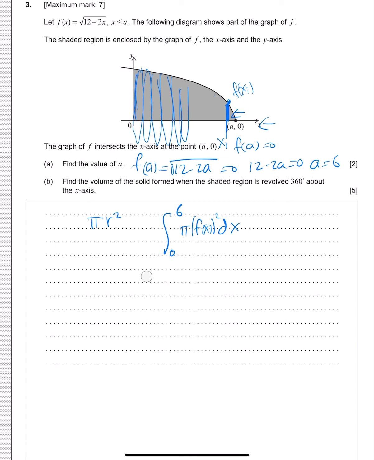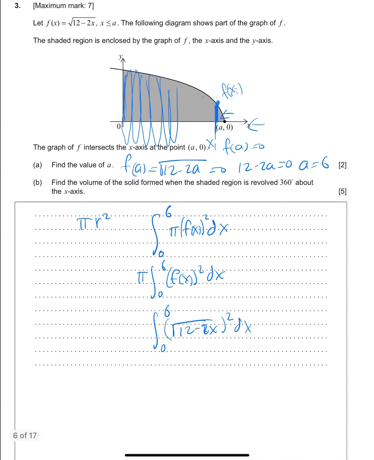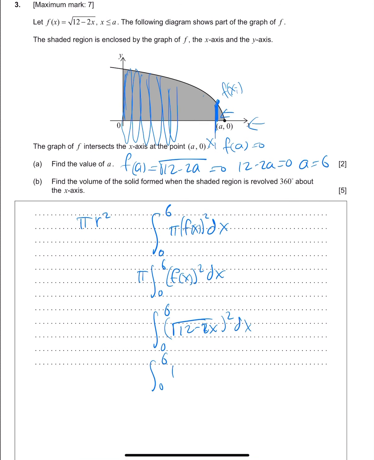So the pi I can pull out, because it's a constant. I can rewrite it as the integral from 0 to 6 of f of x squared dx. Now, f of x is this function right here, it's the square root. When I square any kind of square root, what happens to the square root? It disappears. It cancels, exactly. Now I just end up with 12 minus 2x, and that, you know how to integrate.